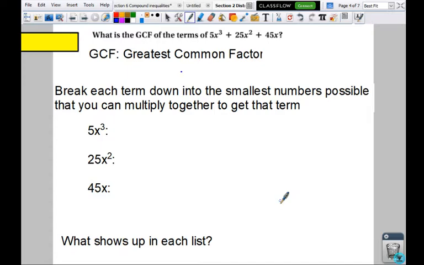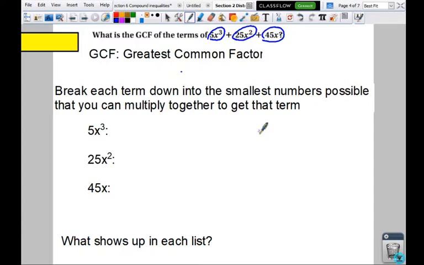So the easiest way, I think at least, to find the greatest common factor when I have a big polynomial like this is I'm going to take each term. I'm going to take this 5x to the third, my 25x squared, and my 45x, and I'm going to break each one down into smaller pieces that I multiply together to get the big piece.